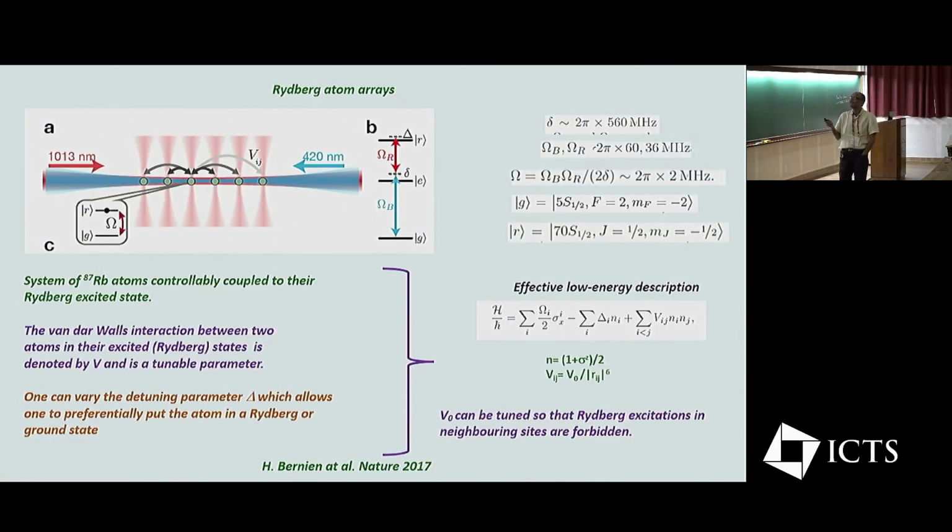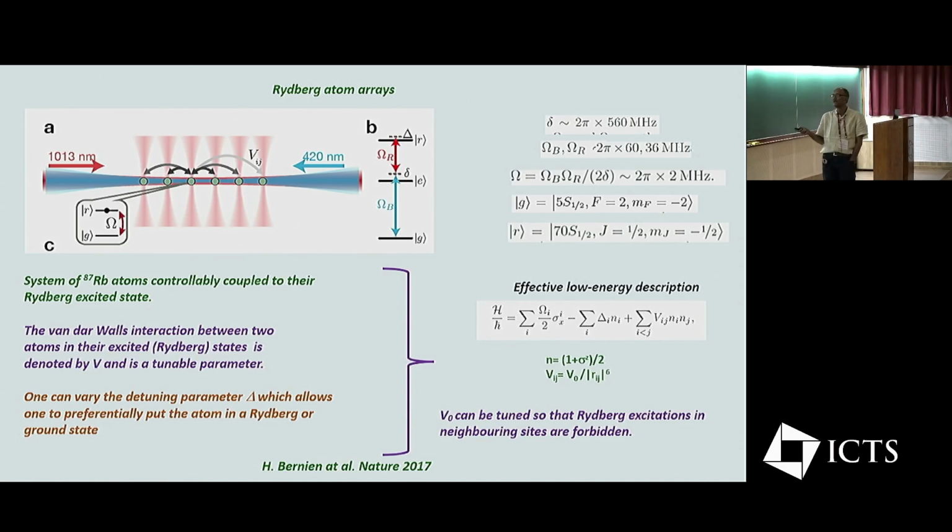Okay, so here is the experimental system. You have a bunch of Rydberg atoms which are subjected to these Raman lasers. And this system of Rydberg atoms are controllably coupled to their Rydberg excited state. Now, in the excited state, there is van der Waals interaction between these two atoms, and this is denoted by V in here. So this V, its amplitude, V naught, is a tunable parameter, and it can be tuned so that the Rydberg excitation in neighboring sites or a few neighboring sites are forbidden. This phenomenon is very well known. It's known as Rydberg blockade.